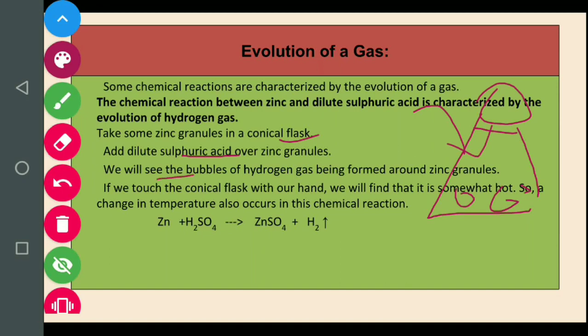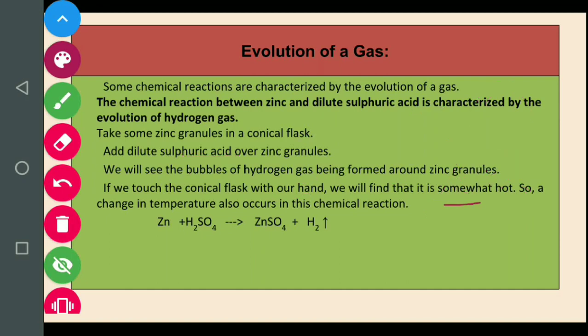We will see bubbles of hydrogen gas being formed around the zinc granules. If we touch the conical flask with our hand, we will find that it is somewhat hot. So a change in temperature also occurs in this chemical reaction. You can see here, zinc when reacting with sulfuric acid, that is H2SO4, gives you ZnSO4 plus H2 gas. Here the gas evolved is H2, that is hydrogen gas.